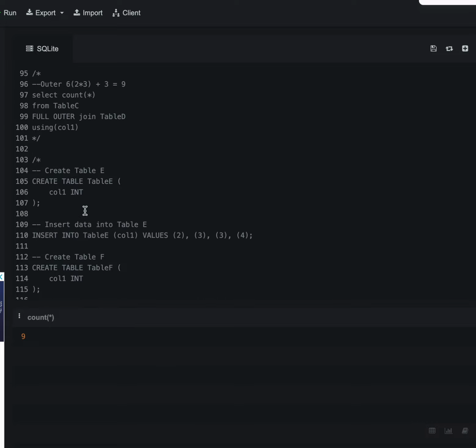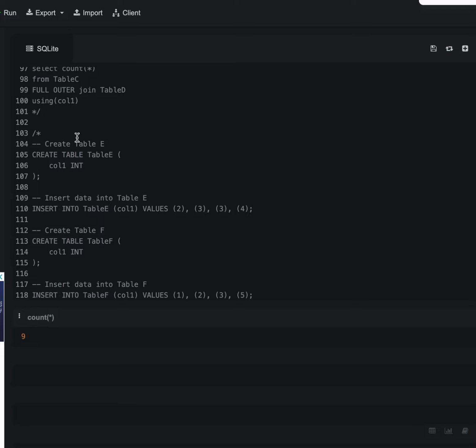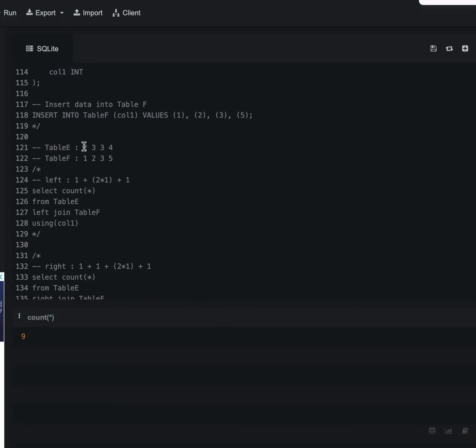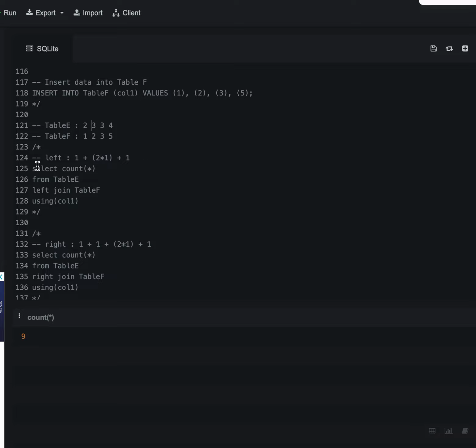Now let's swiftly move on to the third case, where we have two tables, table E and table F. So table E has records 2, 3, 3, 4. Table F has 1, 2, 3 and 5. Now if I perform the left join, what will happen? If I perform the left join, 2 has one common value. 2 will go with 2, so one entry. 3 will go with 2 into 1. This 3 will go with 3, this 3 will go with 3, so 2 into 1. And 4 again has no matching record, so it's an individual entity, so it will again give us one record. So this should be 2 plus 2, which is 4.